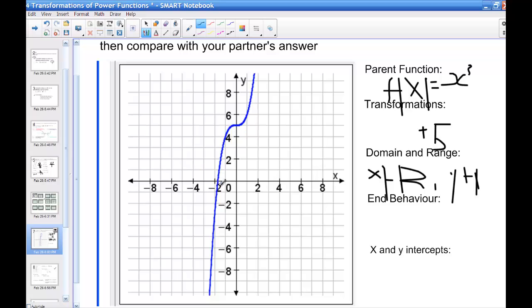But you will need to do that precisely using the equation when you're given one. If you do not have an equation, do it from the graph or set up a table of values. And when you apply your transformations to the points, use the table of values to figure out what your new x and y intercepts are.